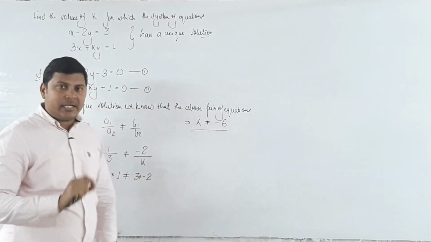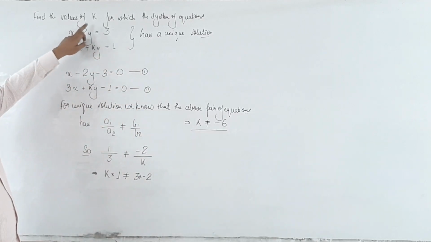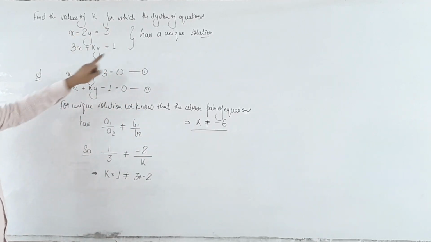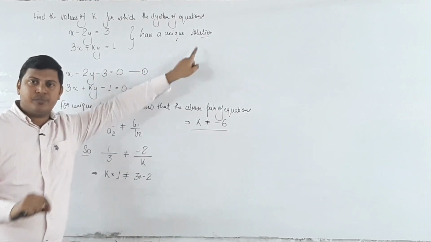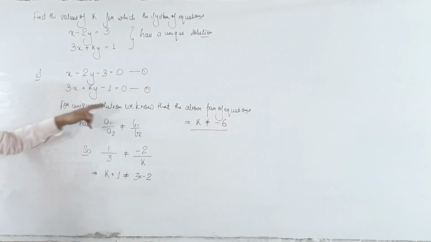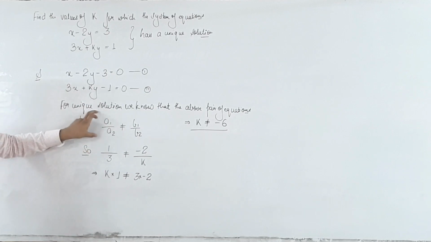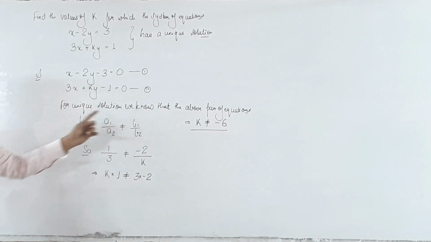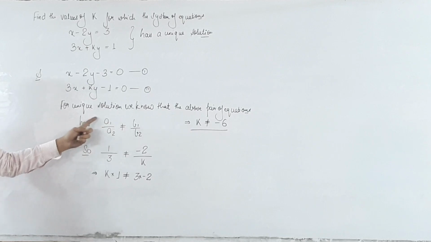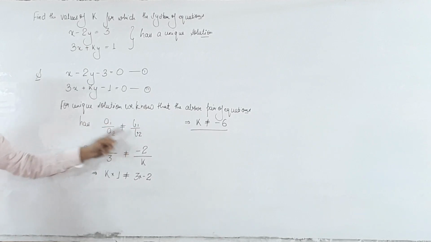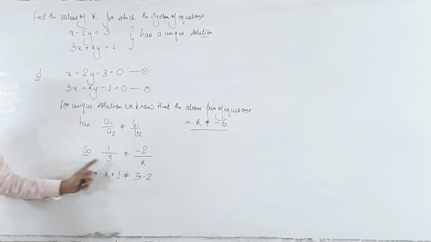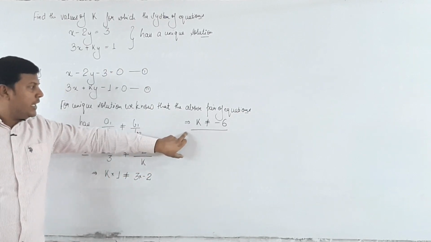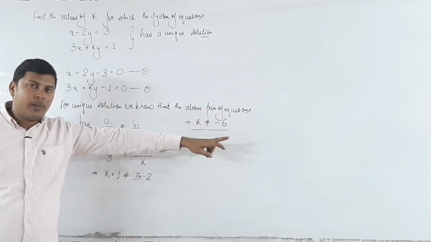I mean to say that the question here says to find the value of k for the condition that the above set of equations has a unique solution. So first of all, we will write the case for unique solution, that is a1 by a2 is not equal to b1 by b2. We will put the values and do the cross multiplication. So we get k not equal to minus 6.